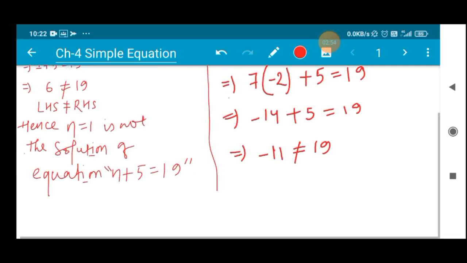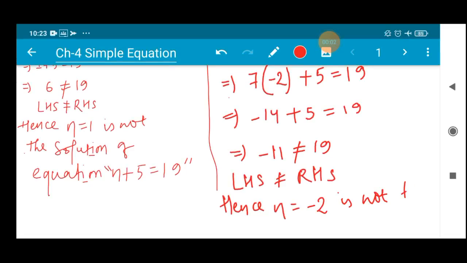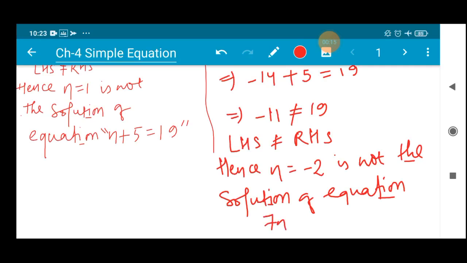That means the left hand side and right hand side are not equal, which indicates that we can write: hence n is equal to -2 is not the solution of the equation. What was the equation? The equation was 7n plus 5 is equal to 19, right? So this is the simple thing. I hope you have understood this.